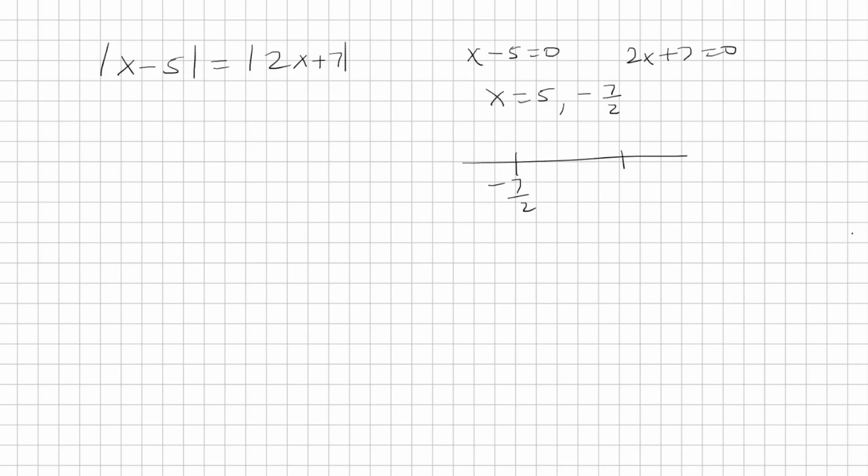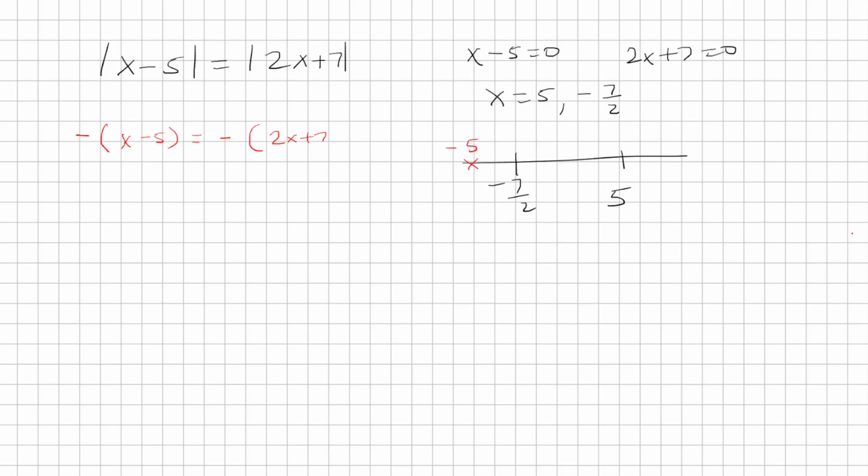And now we want to test these different regions. So negative 7/2 is about negative 3.5. So we pick a number here that's less than negative 7/2. Let's just say negative 5. So we plug it in here. If I plug in negative 5 for x, I have negative 5 minus 5. That's negative, so that means I have to do negative quantity x minus 5. And if I plug in negative 5 for this one, I also get a negative. So I want to put a negative outside.